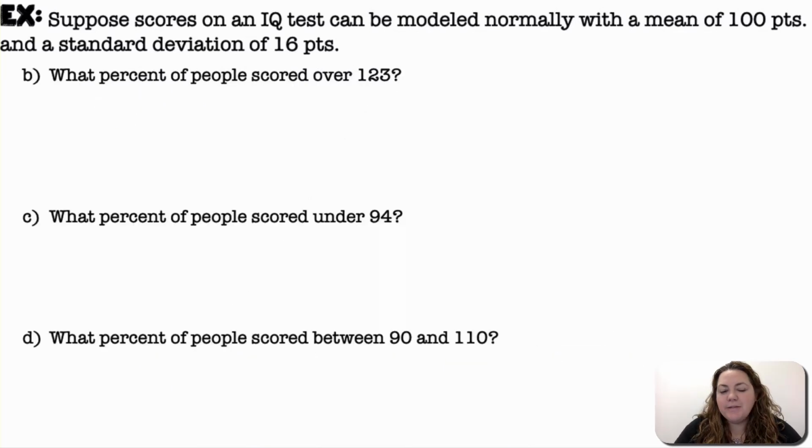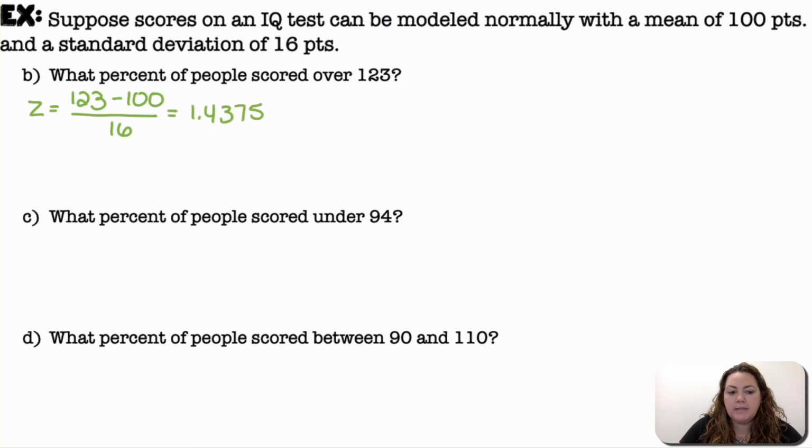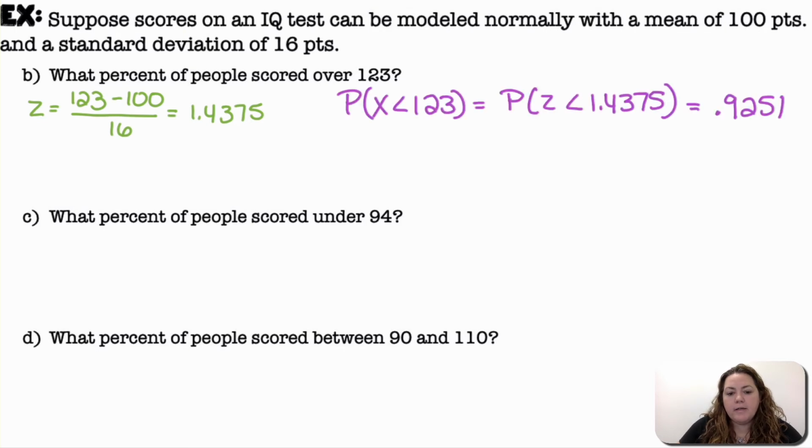All right, using the same setup with the IQ test with a mean of 100 and a standard deviation of 16 points, what percent of people scored over 123? All right, so I can find the z-score. Z is 123 minus 100 divided by 16, which gives me a z-score of 1.4375. All right, so if I'm doing this on the left tail, the probability that x is less than 123 would be equal to the probability that z is less than 1.4375.